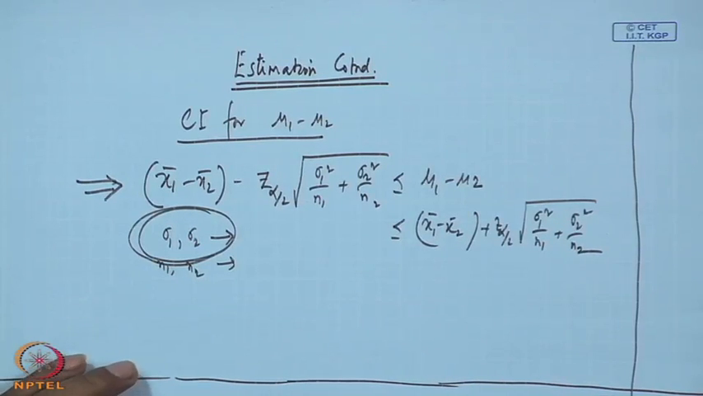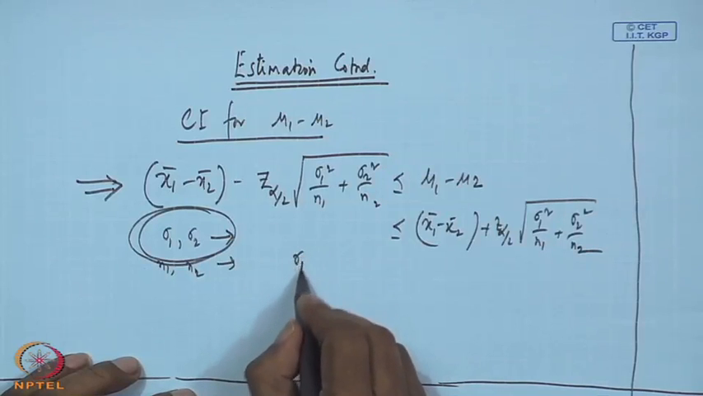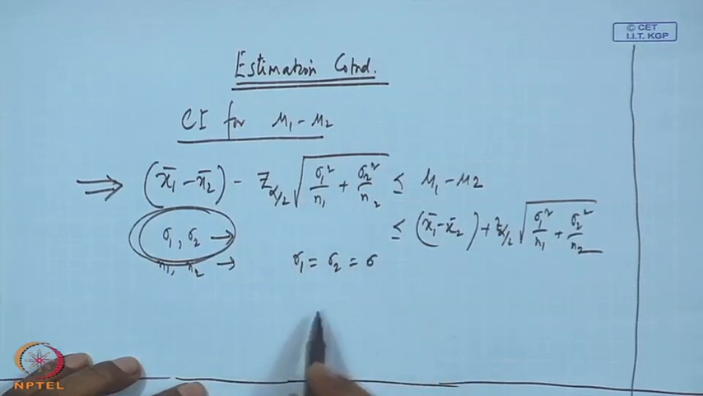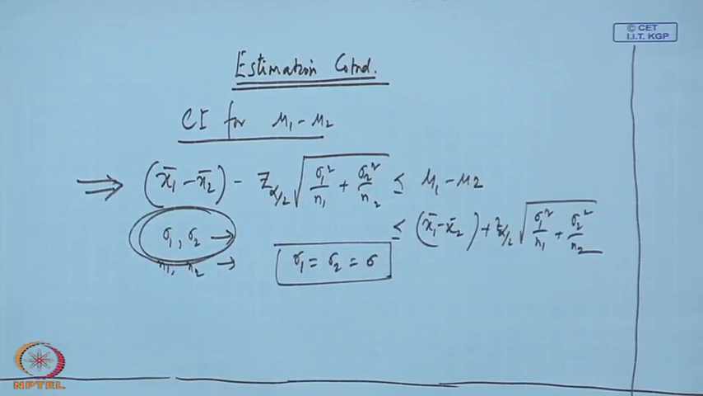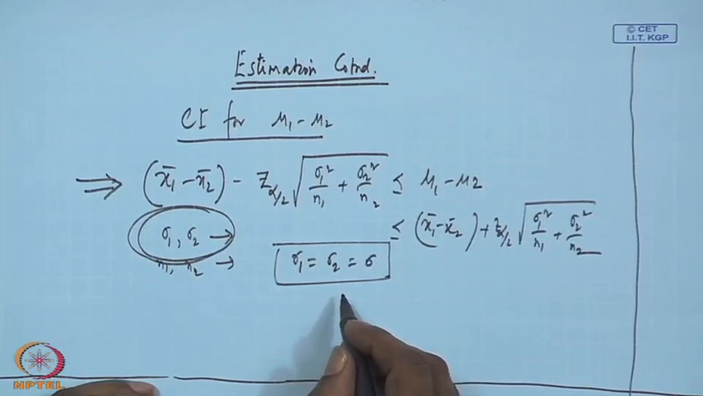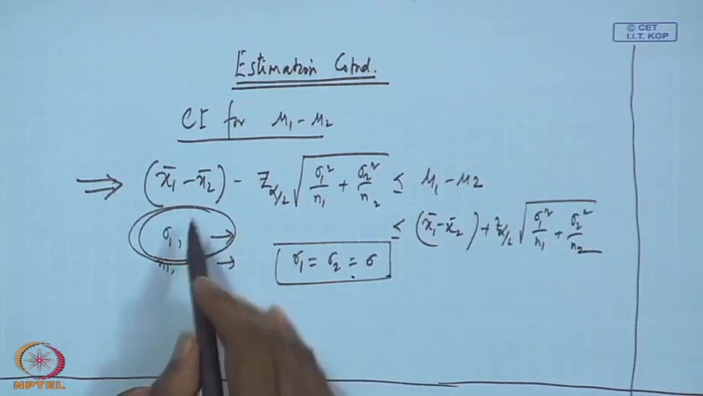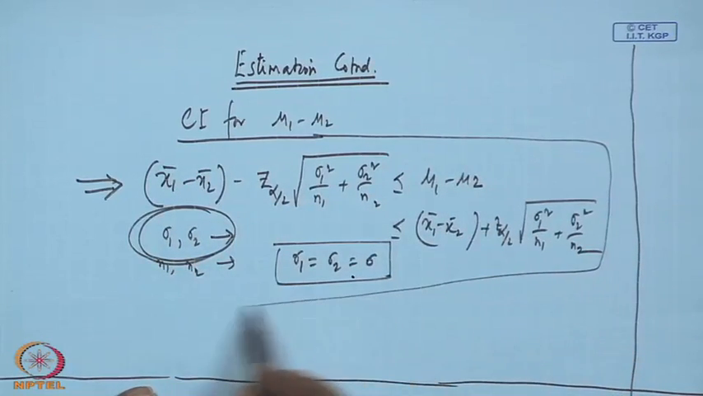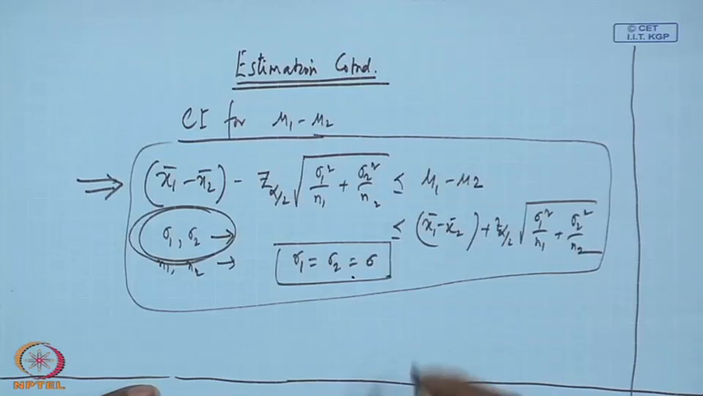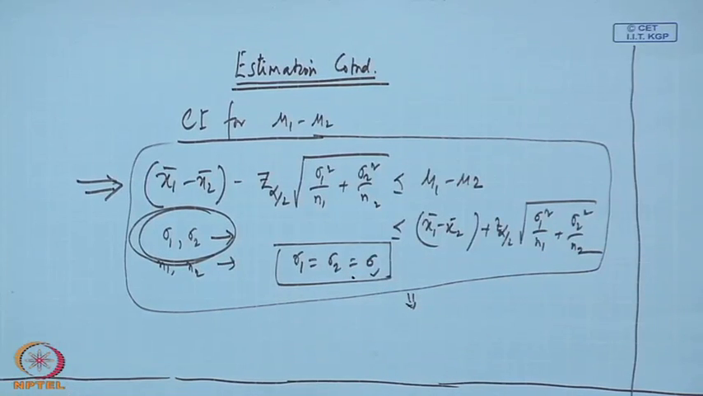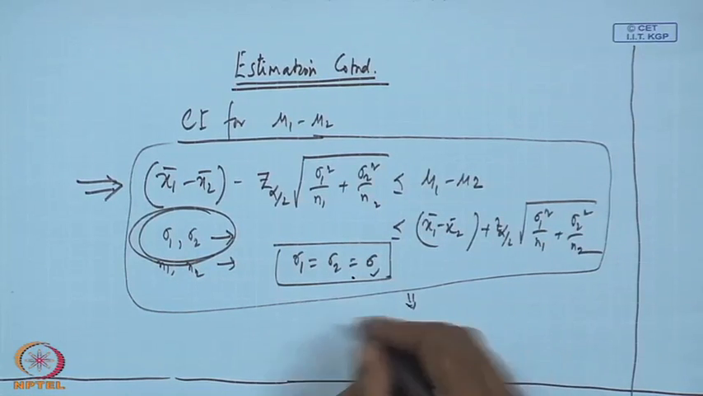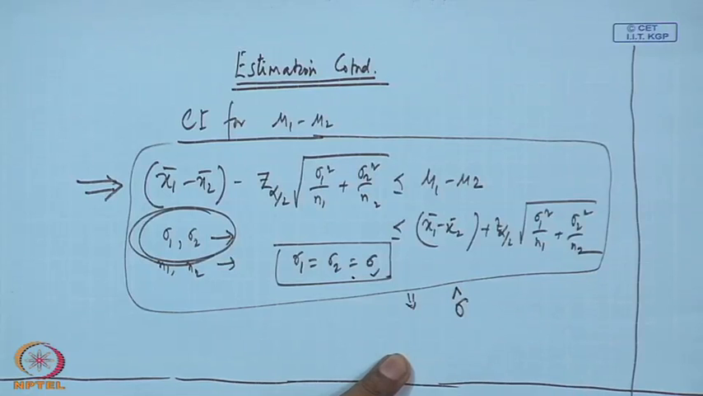Another thing that may happen is that sigma 1 equals sigma 2, equal to sigma. Now, what does it mean? That the population variances are the same, equal. If population variances are the same, then we will not use this equation. Because of this special condition, we will go for another type of estimation, where first we find out the estimate of sigma.